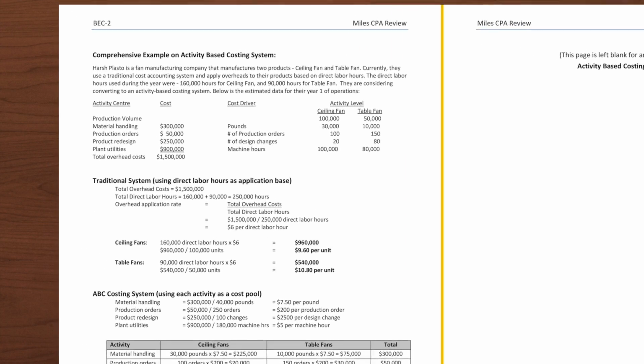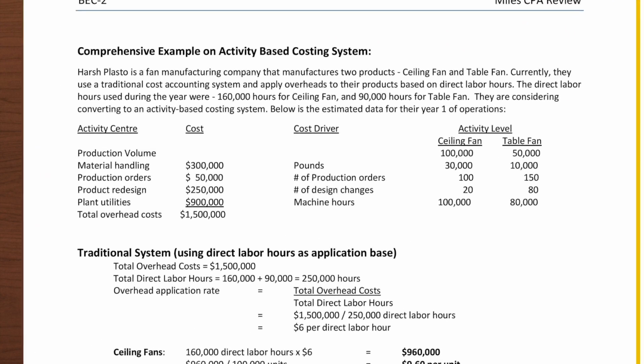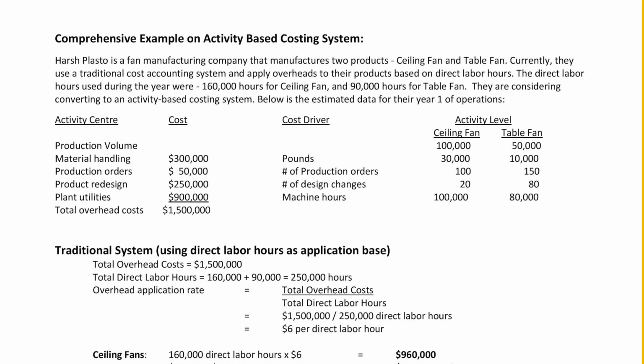Turn to page 28, where we're looking at a comprehensive example on activity-based costing. Here we're looking at the allocation of total overhead costs of circa $1.5 million. Now under, highlight, traditional system, we're looking at allocation of total overhead costs using a single cost driver. So highlight total overhead costs, and that's 1.5 million.